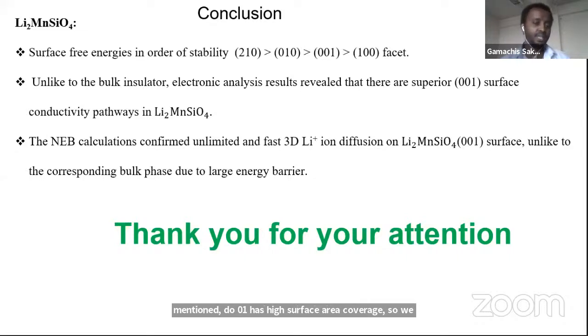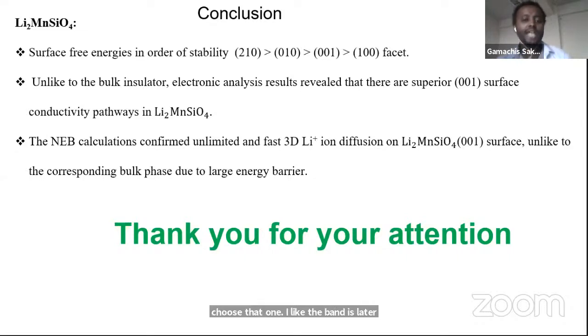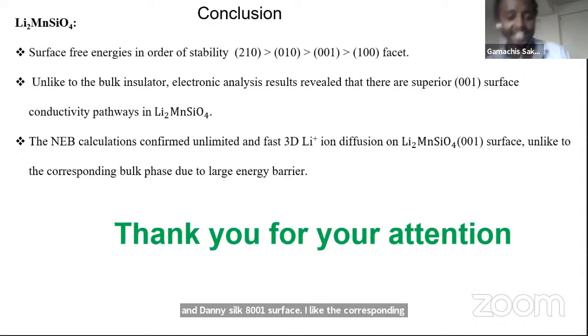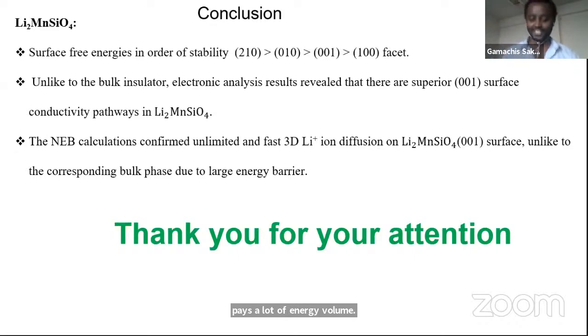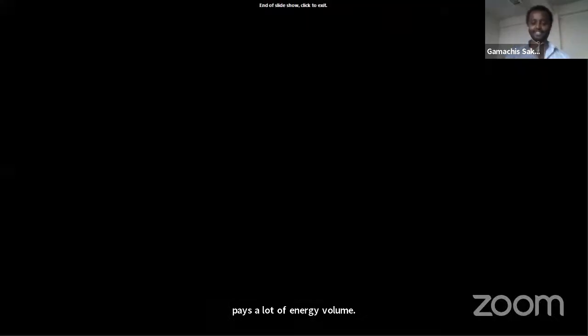Unlike the bulk insulator, electronic analysis results reveal that there are superior 001 surface conductivity pathways in this material. So the NEB calculation confirmed unlimited and fast 3D lithium-ion diffusion on the lithium manganese silicate 001 surface, unlike the corresponding bulk phase, due to the large energy barrier. Thank you for your attention.